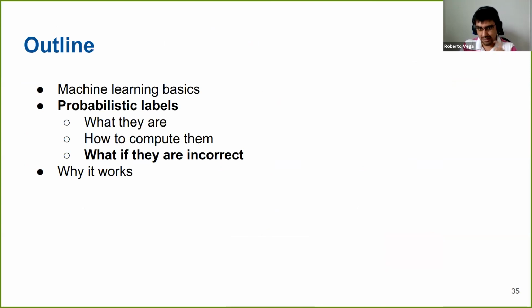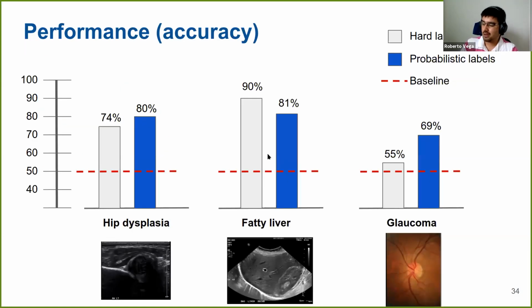What if the probabilistic labels are incorrect? And this is what happened in the case of fatty liver. It turns out that fatty liver is very hard to diagnose only from an ultrasound image, because many of the features that the physicians use are very subjective. They are things like, they have fatty liver if the liver, this part here represents the liver, is brighter than the cortex of the kidney.